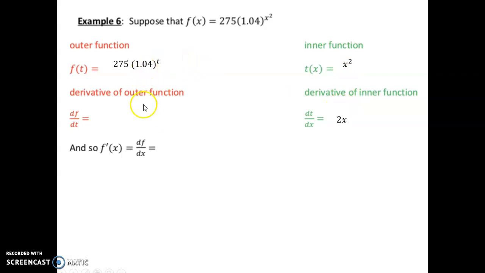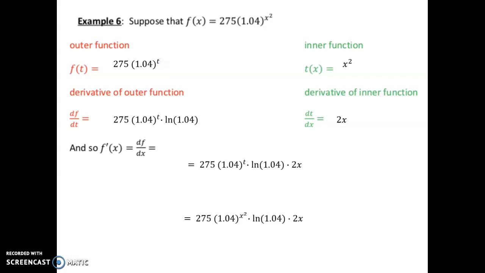Taking the derivative of this piece, this is the constant multiple rule and the exponential rule, which is 275 times 1.04 to the t times the natural log of its base. Multiplying those two pieces together, we get this. And then lastly, we have to substitute that value back in to get our answer in terms of all x's. So substituting the x squared in for t.